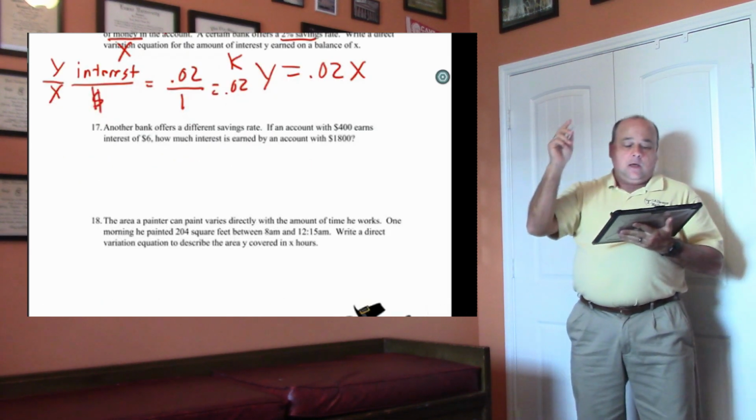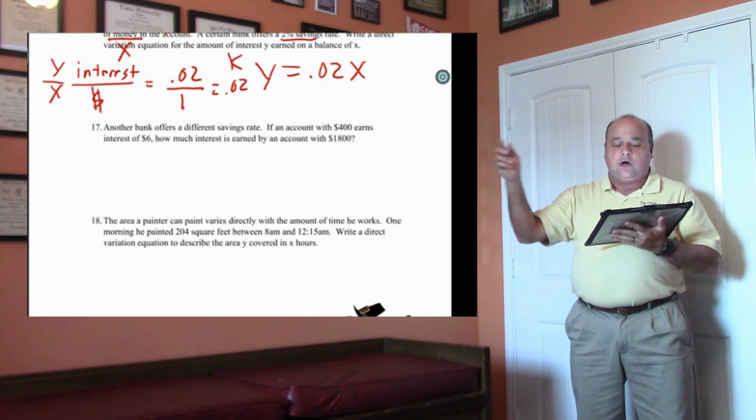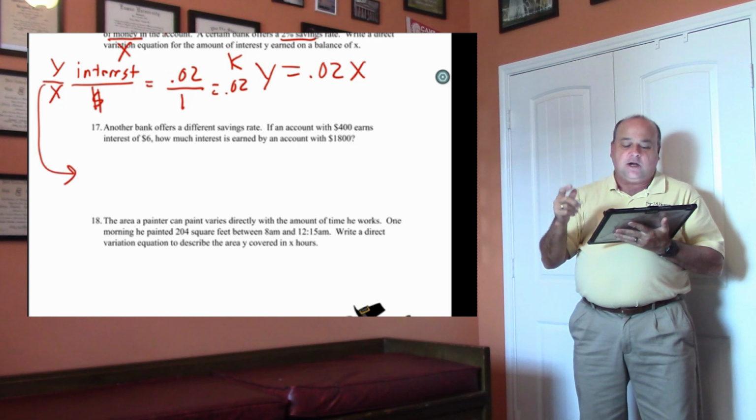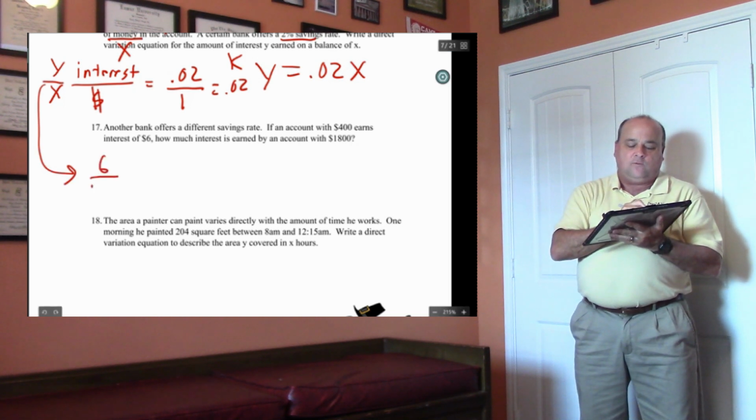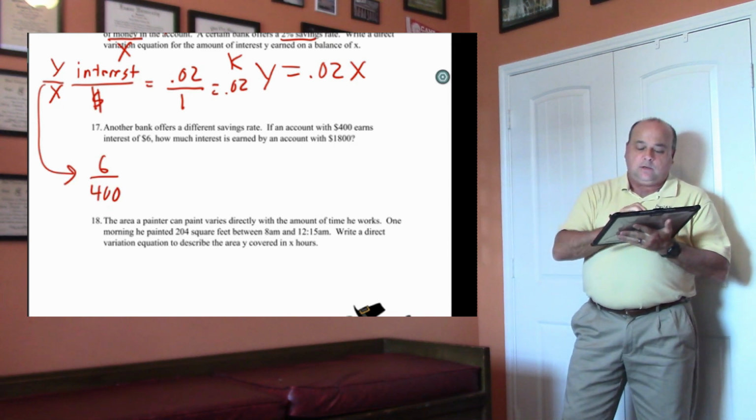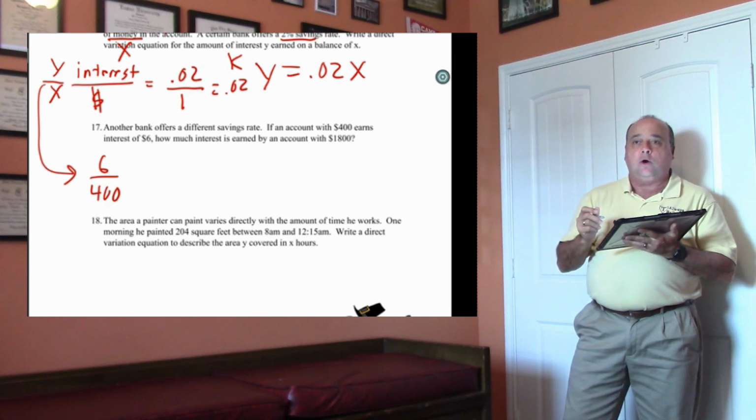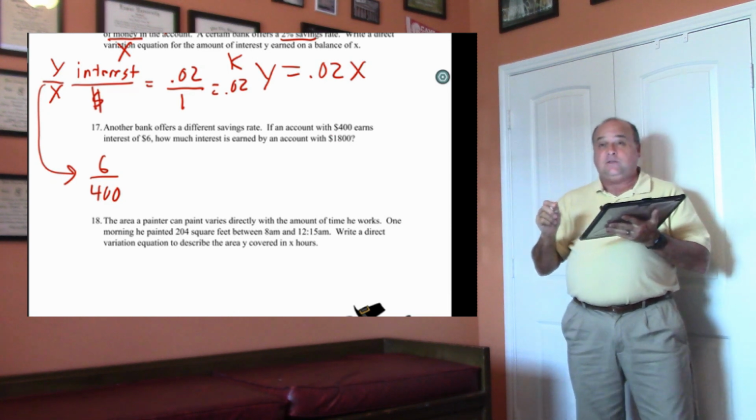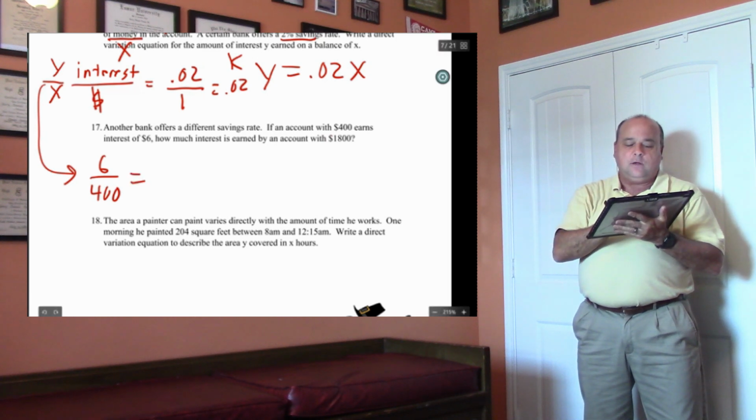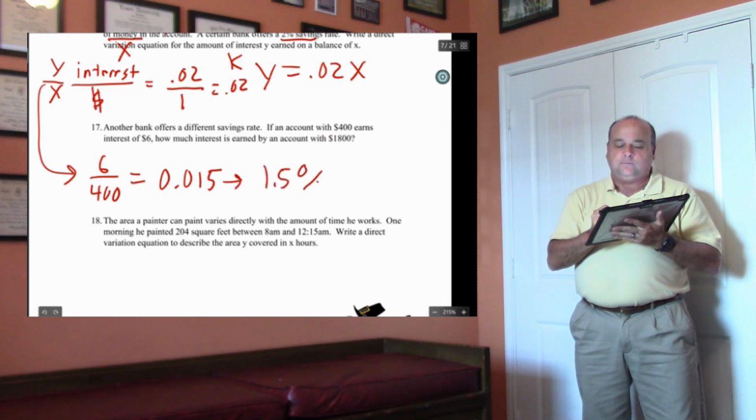Number 17. Another bank offers a different savings account. If an account with $400 earns $6, what does the interest earn, okay? So we're going to use this equation right here. If an account has $400 and earns an interest of 6, so 6 over 400 is going to be our interest rate, right? So we're putting interest over money, aren't we? Punch that into the calculator. And this is going to be funky here, okay? This would be 3 over 200, which is 0.015, which would turn into 1.5%.